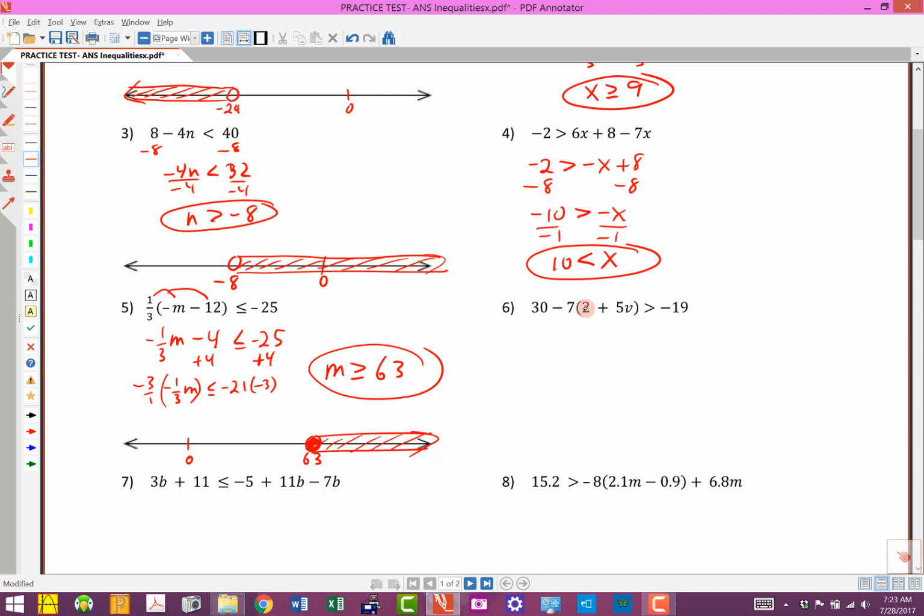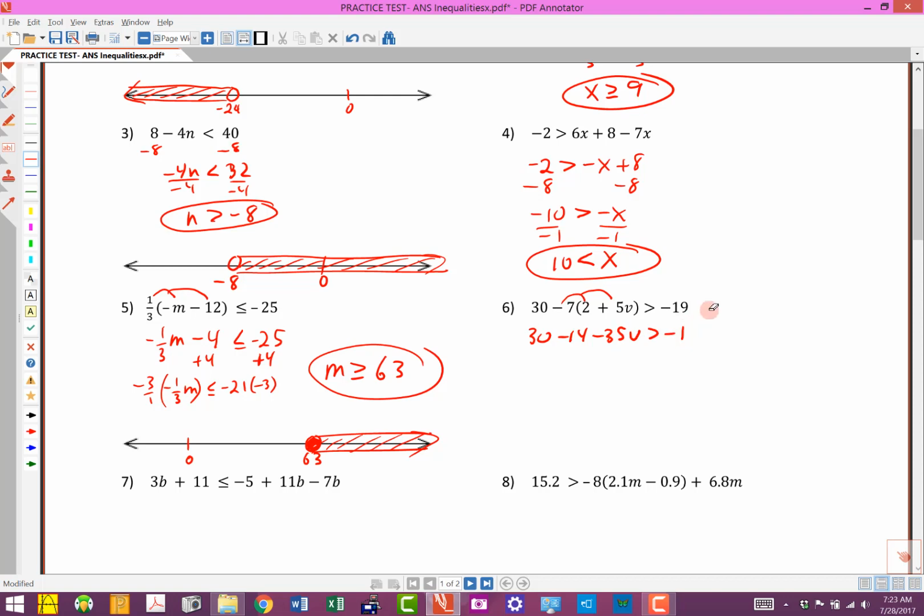Next one, we are going to distribute this negative 7 through. Some people will look at this and forget the order of operations, and they'll do the 30 minus 7, and they'll have a 23 out front, and then they'll distribute the 23. Remember, we do multiplication before we do addition or subtraction, so we're going to distribute that through. So we have 30 minus 14 minus 35v, and then greater than negative 19.